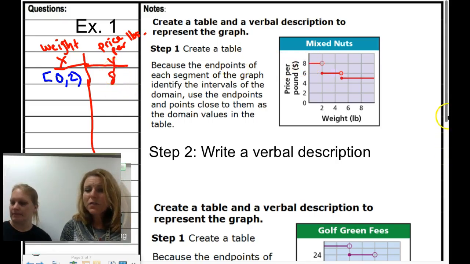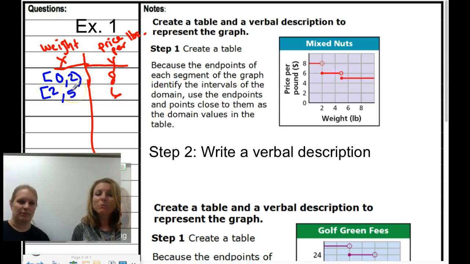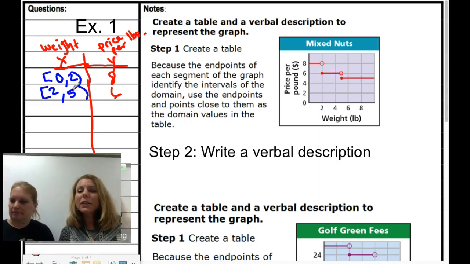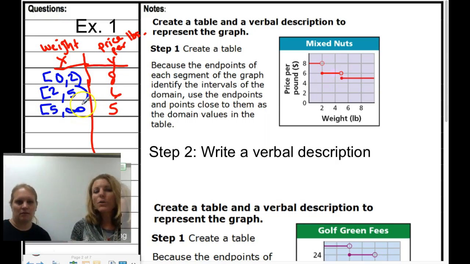The next interval. Let's write a 6 for the price because we know it's 6. Now notice it's a closed circle on 2, so bracket 2, and it's an open circle on 5. So from 2 up to 5 pounds, but not including 5 pounds, it costs $6. And the last one will be 5. The price is 5, and the interval is a closed bracket on 5 and an open one on infinity. It's always open on infinity.